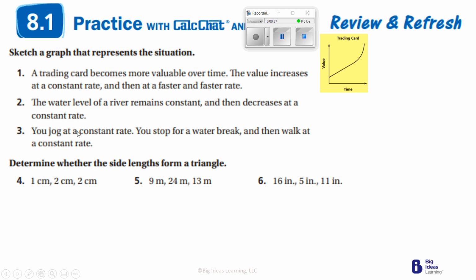Number 3 says you jog at a constant rate, you stop for a break, and then walk at a constant rate again. If I'm walking at a constant rate, I would think that I would have a straight line. Then if I stop for a break, I'd be making no progress. And then I would start up again. I think that's the way it would have to look.